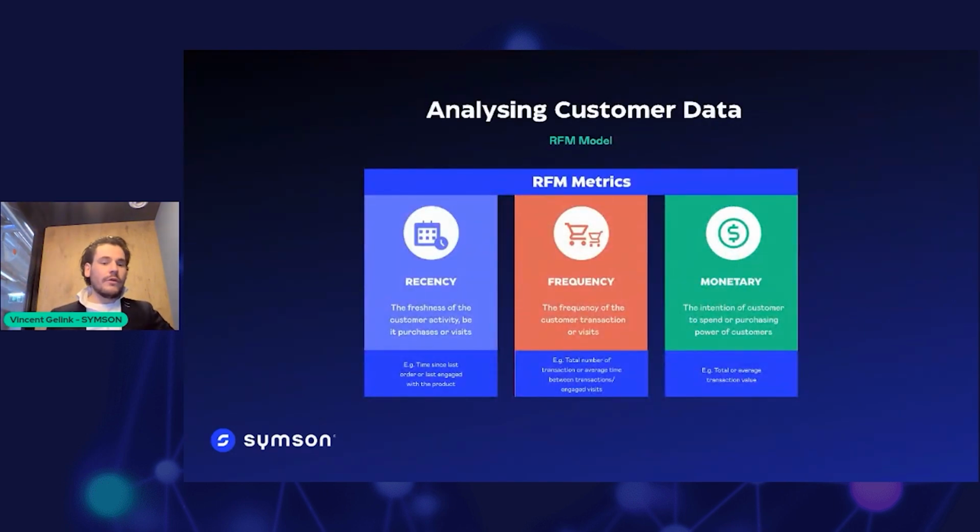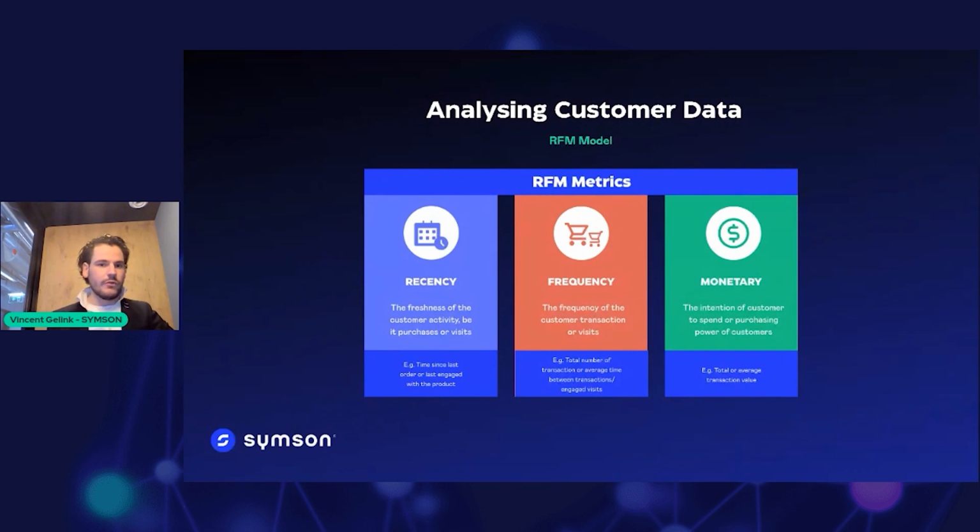Another model that we often see coming across is more financially oriented, as what we have seen by the products. This is called the RFM model. The RFM model really focuses on the monetary value that a customer is contributing to your organization. So in the RFM model, we measure three different things.